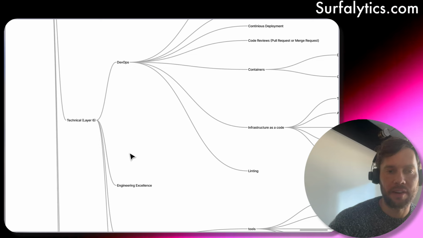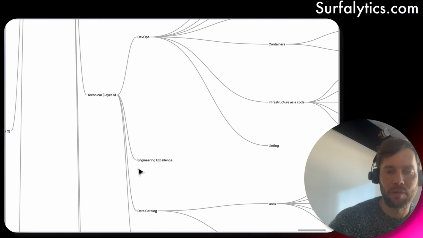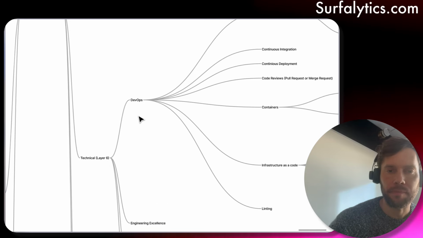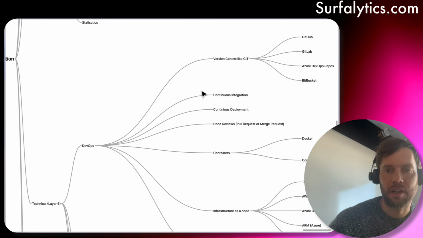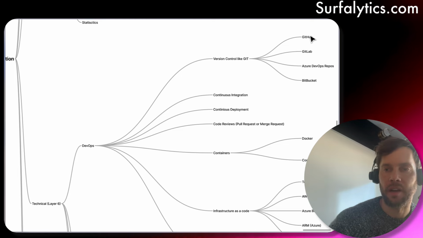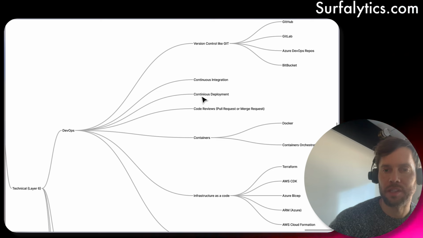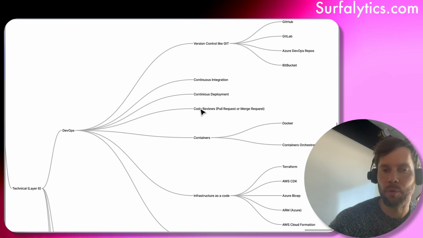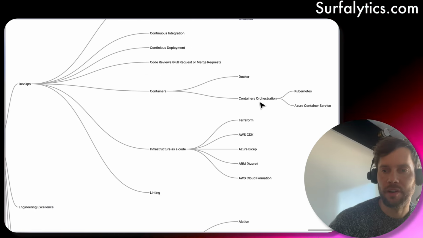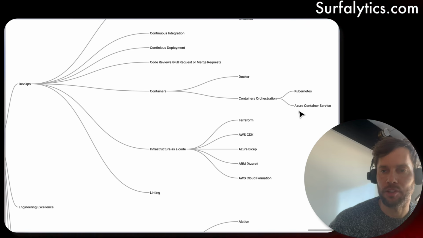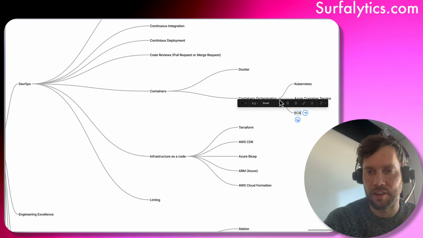So the next layer is Layer 6, the technical layer, complementary. Here I'm talking a lot about engineering excellence, and DevOps is basically part of it. In this branch we see version control systems like Git, GitHub, GitLab, Azure DevOps, Bitbucket, so you should know how to use them, what continuous integration and continuous deployment are, code reviews and why they're important, pull requests, merge requests, and containers. We already covered Docker, and container orchestration, for example Kubernetes, Azure Container Service. On AWS, it's Elastic Container Service.